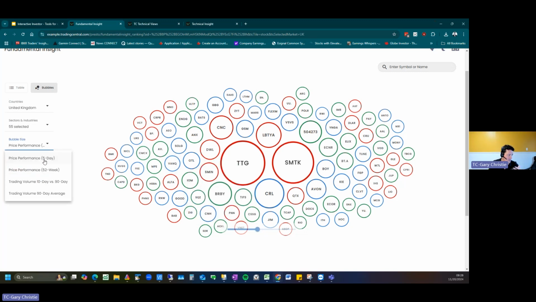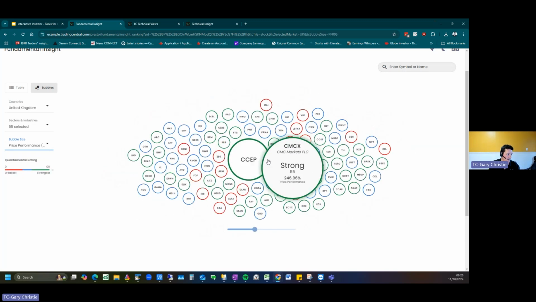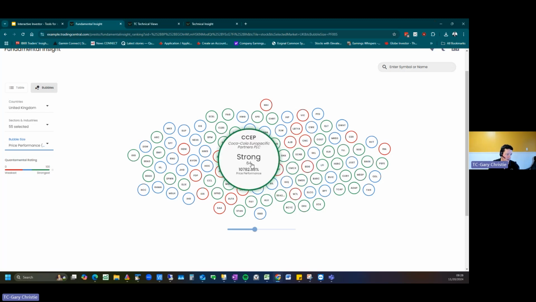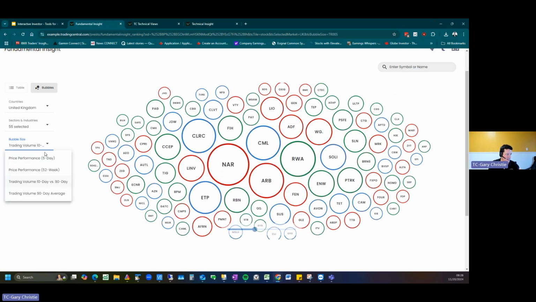But I can change by price performance. I could do it by a whole year and see the big names, right? Strong price performance for all these stocks here, Coca-Cola, Europacifica. Very interesting, and trading volume as well. The reason we added trading volume, 10-day versus 90-day, is that some traders do believe unusual volume is going to be a market moving event. So if the 10-day average is higher than the 90-day, maybe a story is happening. Something is brewing with that stock. So here we can do that as well.